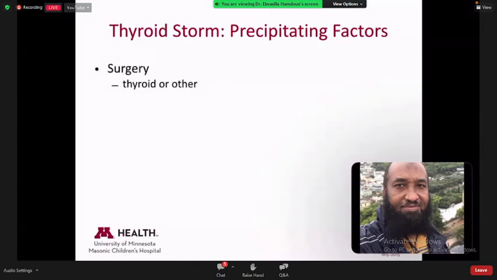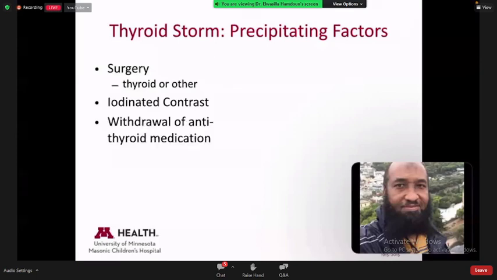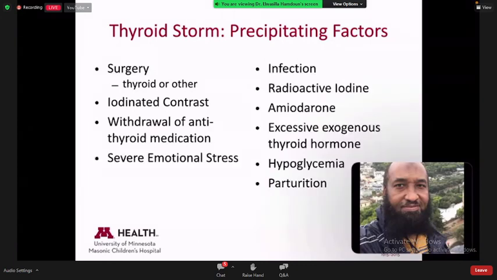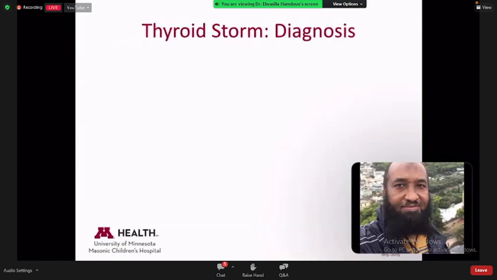Remember, surgery can trigger thyroid storm in someone who already has hyperthyroidism. The use of contrast for another reason in someone who already has hyperthyroidism can also trigger it. Other triggers are withdrawal of anti-thyroid medication, severe stress, dehydration, illness, infections, use of amiodarone, oral supplementation of thyroid hormones, hypoglycemia, and giving birth. All of these can be triggers.